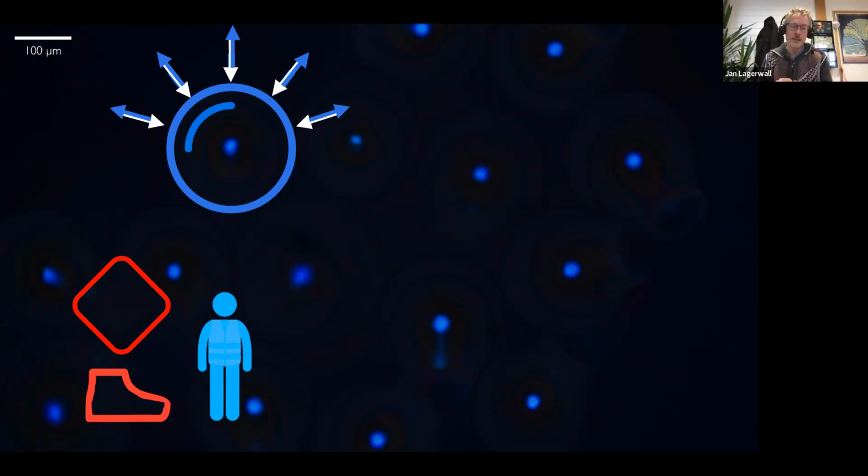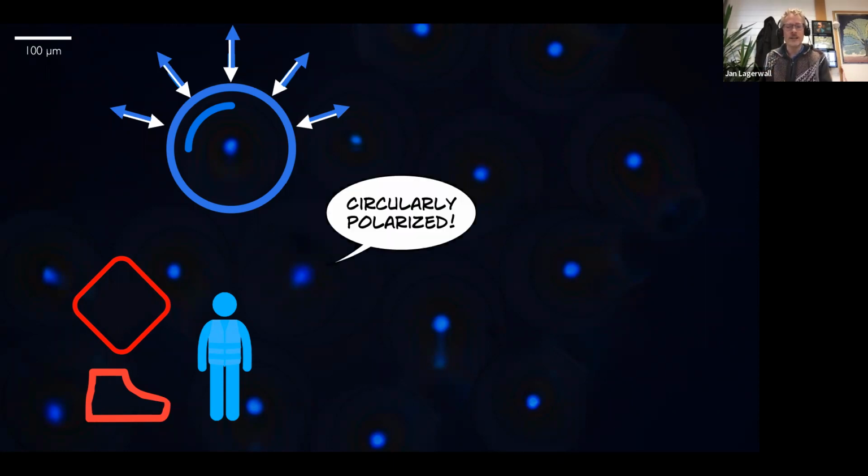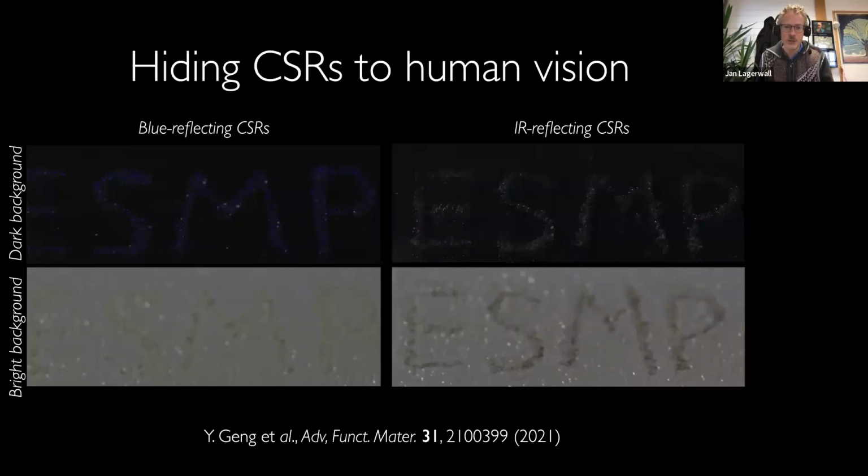And that means that these are retroreflectors for machines that can see infrared or ultraviolet, but for us humans, they are invisible. And that means that we can actually hide these retroreflectors. And in addition to that, we have the circular polarization that I mentioned. So let me show why this is important. Here you have a tag that we made. It spells the letters ESMP.